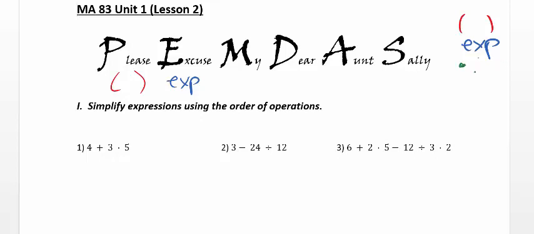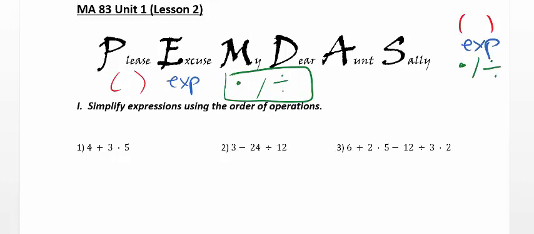So all of our multiplication and division comes next. So the M in my stands for multiplication, and the D in dear stands for division. And again, we do that in order from left to right. So these have equal weight.